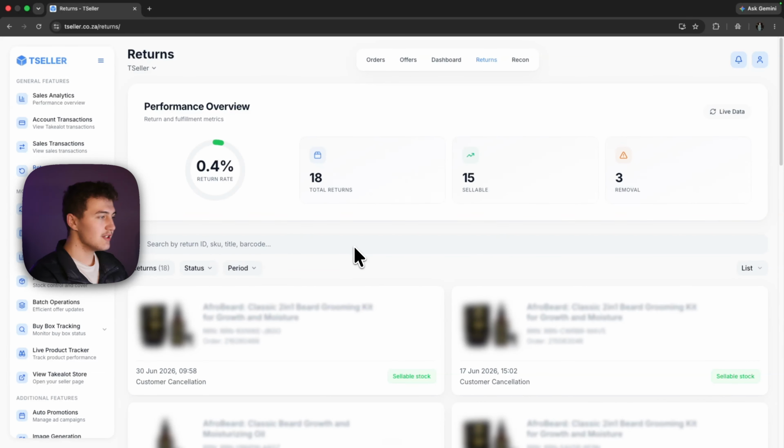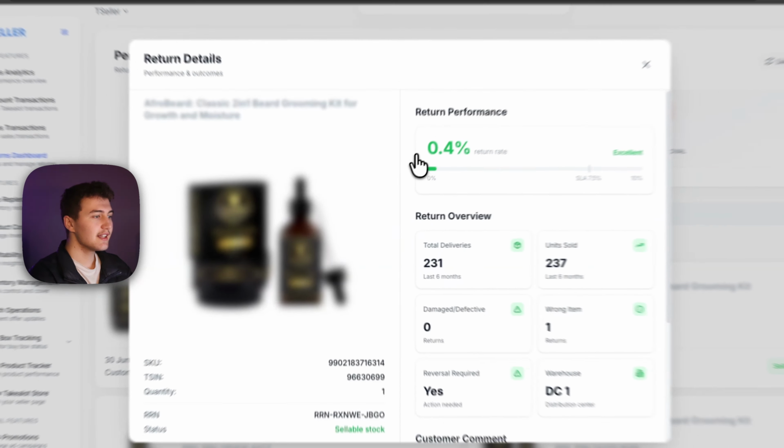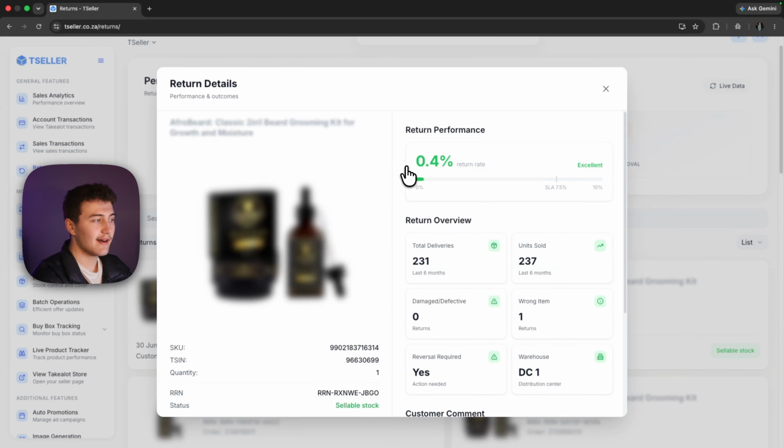So what you do is you can also look at the actual reasons why the orders are being canceled and get an in-depth analysis on what's happening with them. To do that, you just click on the actual offer. Then you can get your per item breakdown of how the returns are on the single unit you're looking at. So we can see the return rate for this item is 0.4%. Very, very low. So we can see excellent status.